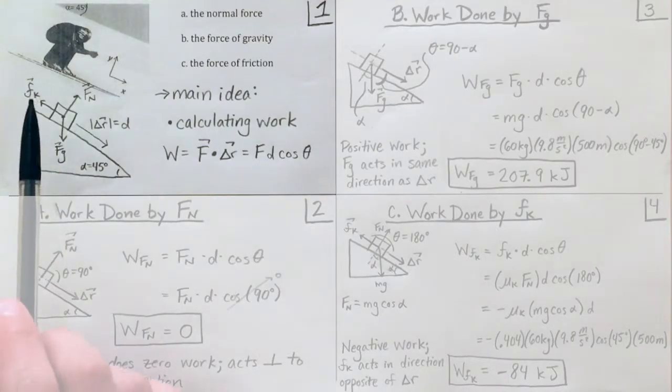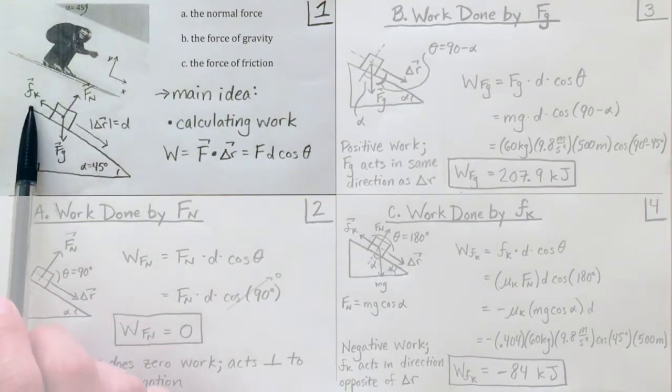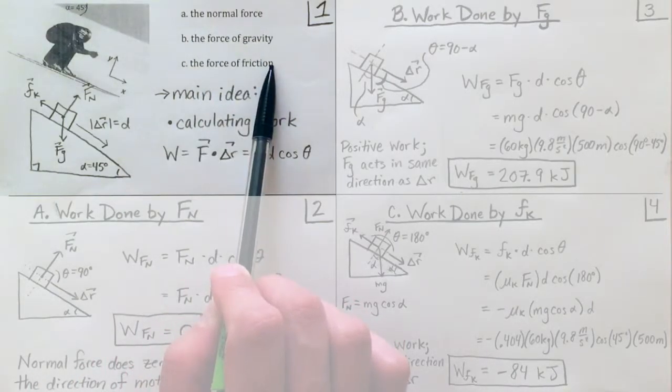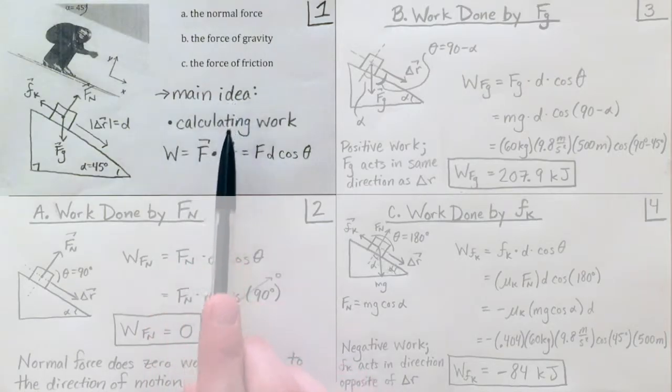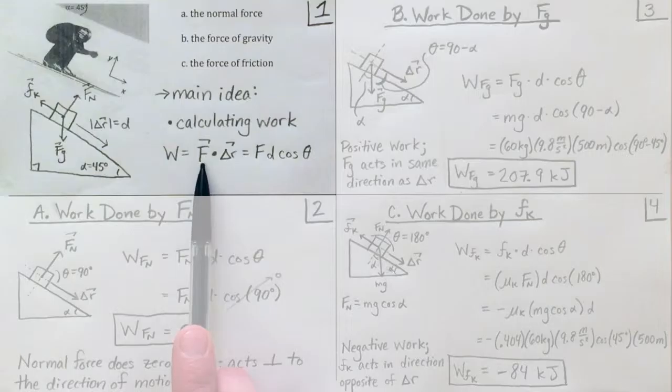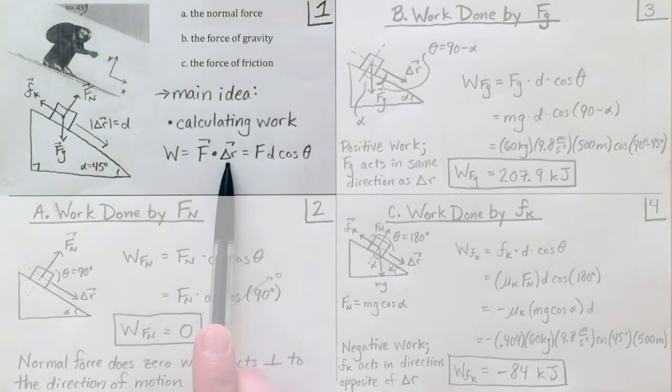In this problem, we're asked to calculate the work done on a skier as he moves down a hill by the normal force, gravity, and the force of friction. The main idea used in this problem is calculating work, where work is equal to the dot product between the force in question and the change in displacement.